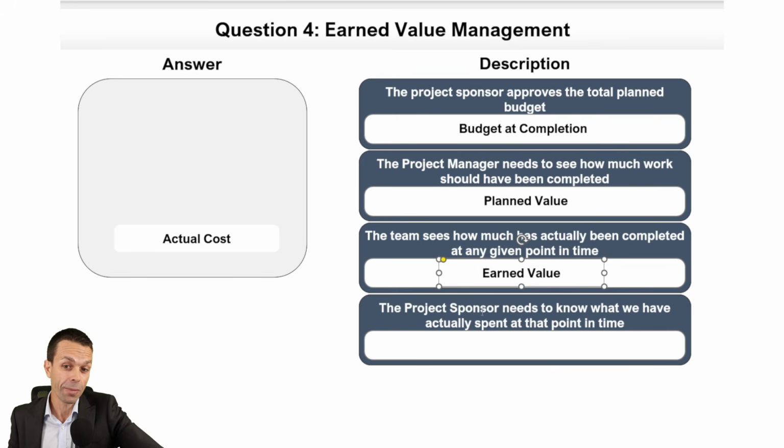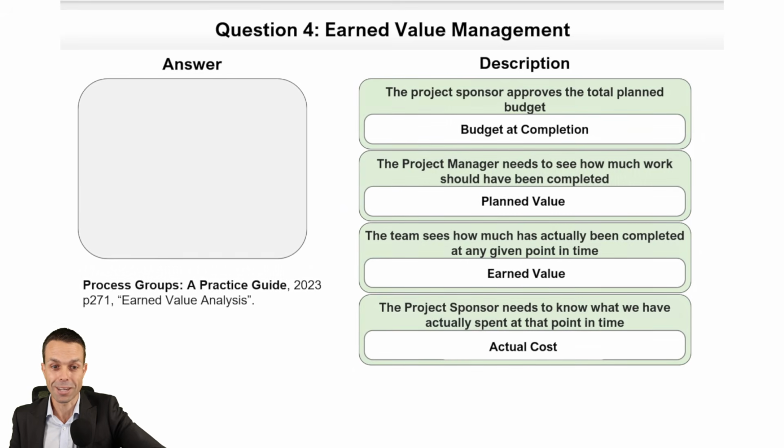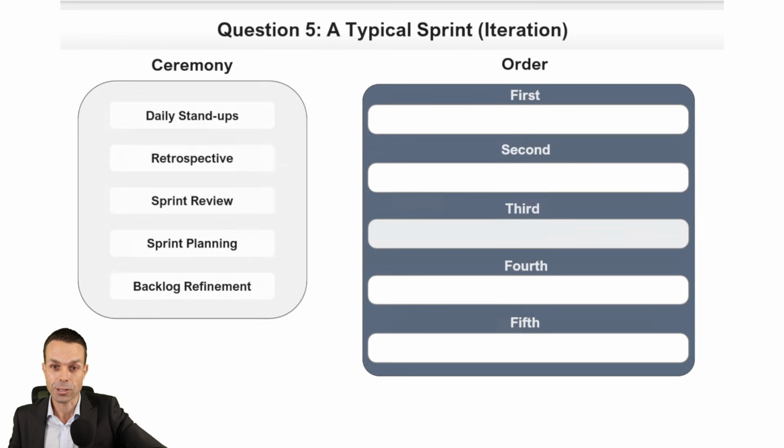And that leaves our last one. The project sponsor needs to know what we have actually spent. That's a wonderful tip there. That is our actual cost. Let's have a quick check and see if we got those right. We did. How did you go? Pretty straightforward, but again, these are the things that we really need to know, and these definitions are going to be very handy for our exam. From the Process Groups Practice Guide, Earned Value Analysis. Wonderful stuff. All right, let's go to the next one.